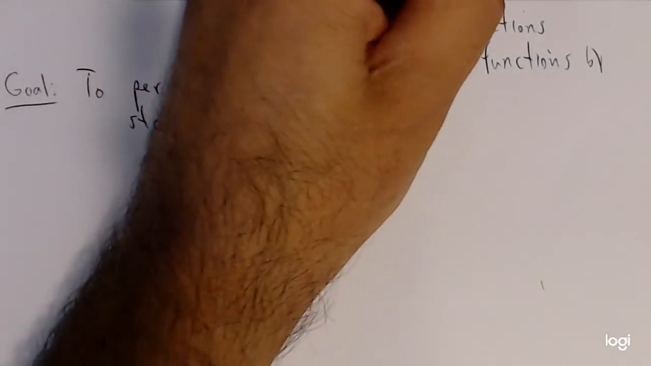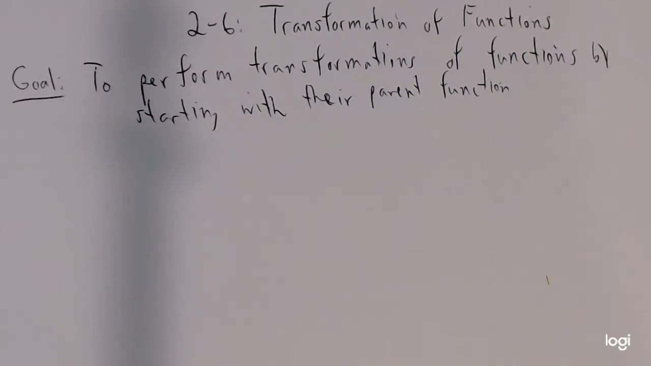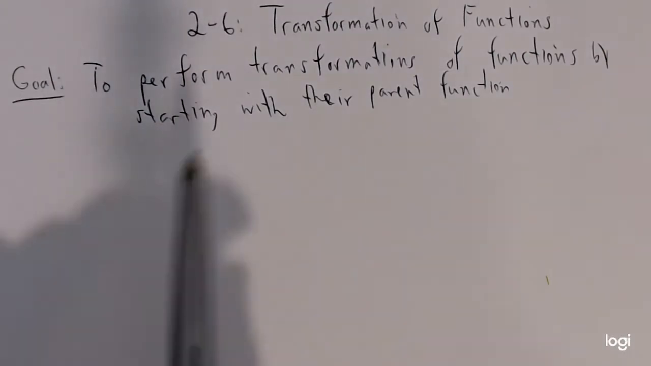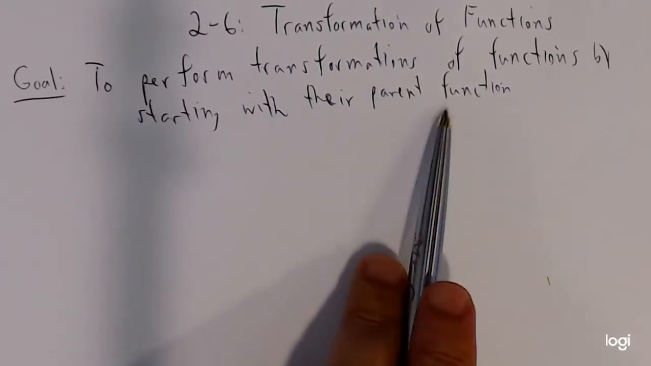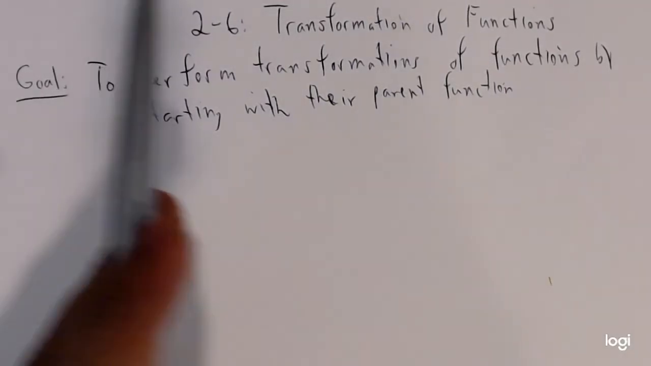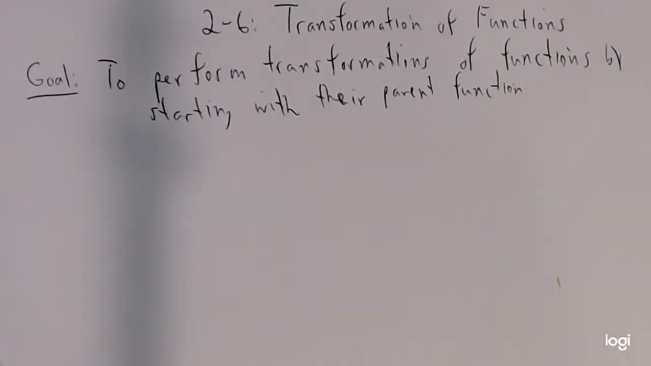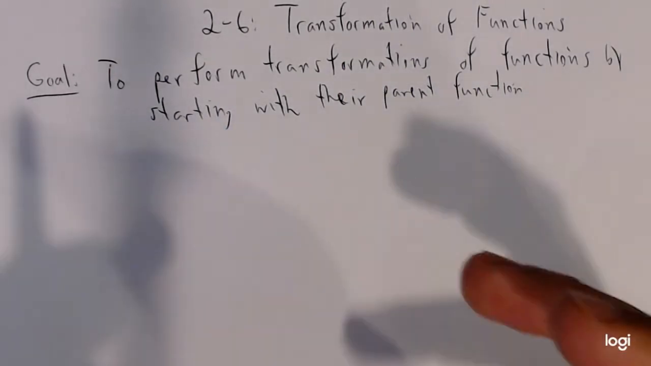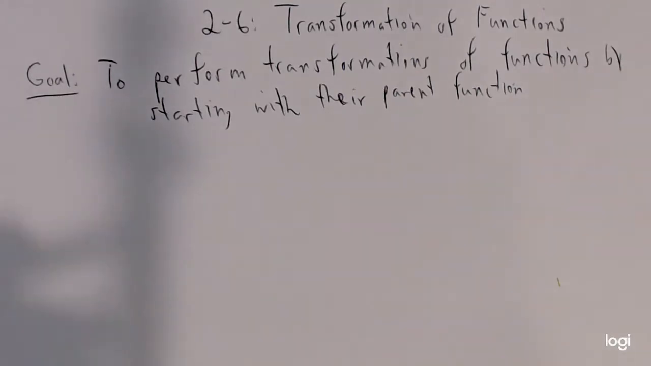What I mean by starting with the parent function is, if you remember, earlier in this chapter there are some basic functions that we said we should know. Like if you know what the graph of x squared looks like, that's the parent function, and then we can perform the appropriate transformations. So we're going to talk about transformations, which means moving things left or right, up, down, stretching, compressing, reflecting, and so on.